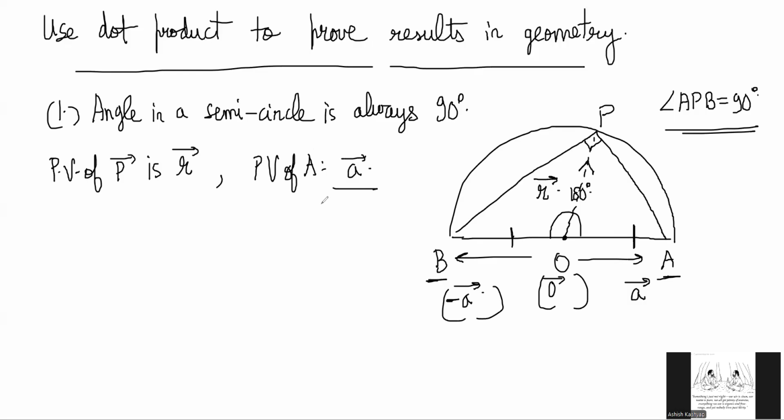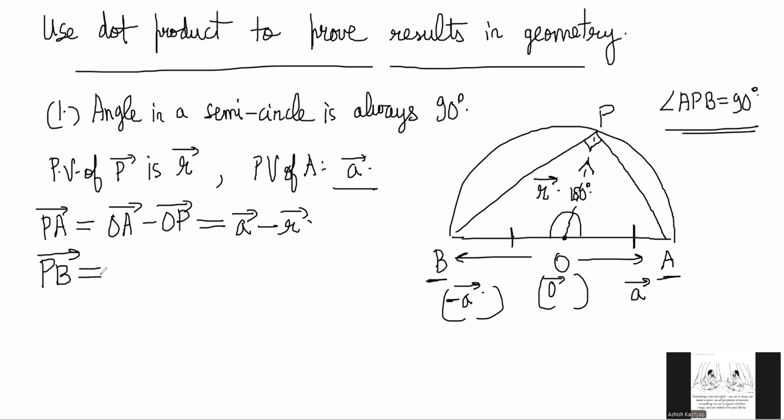So now what is the PA vector? PA vector is basically OA minus OP. So that will clearly be what? A vector minus R vector, right? Similarly, what is the vector PB? Vector PB is from P to B like this, and that would be OB minus OP, right? So that will become OB vector is minus A vector, and minus OP, so minus R vector, right?